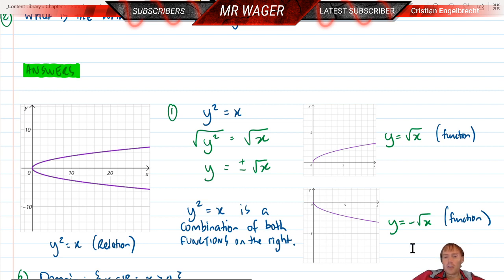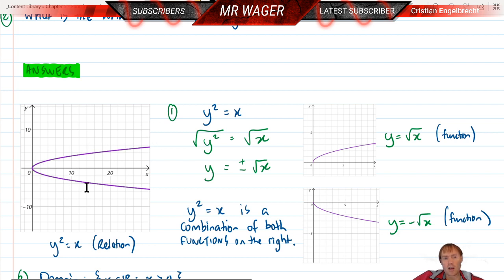The graph of y equals negative square root x is this one underneath. It's kind of like a reflection over the x-axis, as you would expect from transformations. So this is the graph of y equals negative square root x. It also is a function. Combining those two together gives us our original graph, y squared equals x.